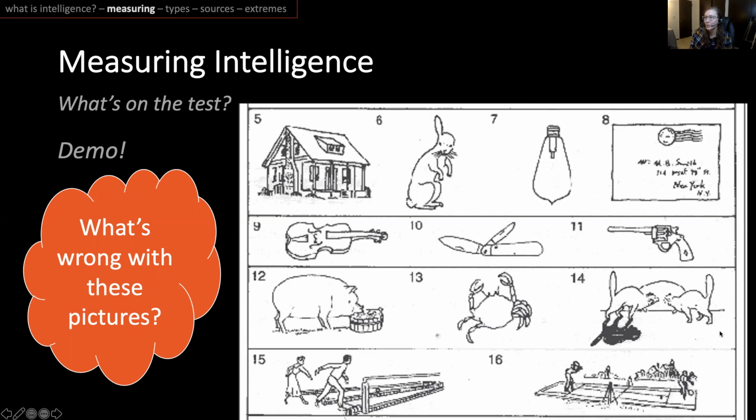These two cats, one is missing its shadow. This is like a bowling alley and it's missing the ball that they're actually rolling. And this is a little tennis court and it's missing the actual net.